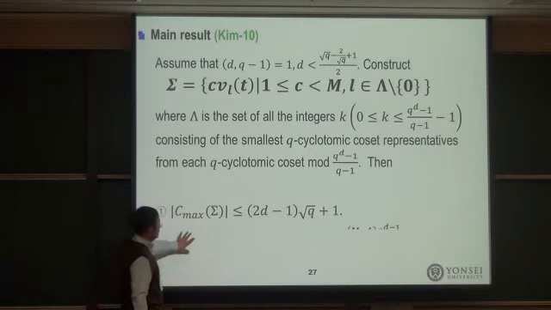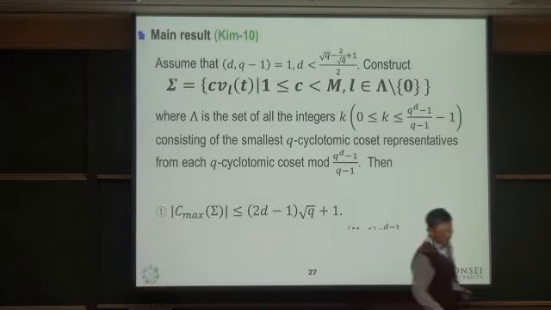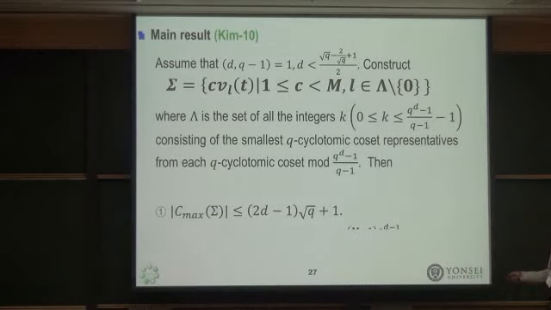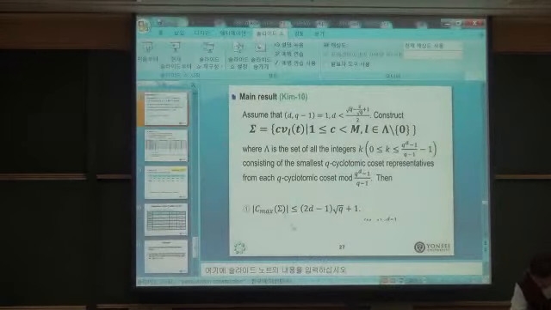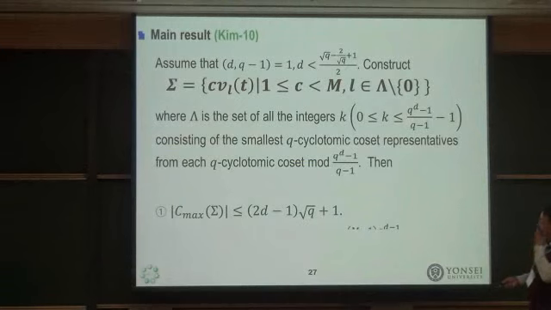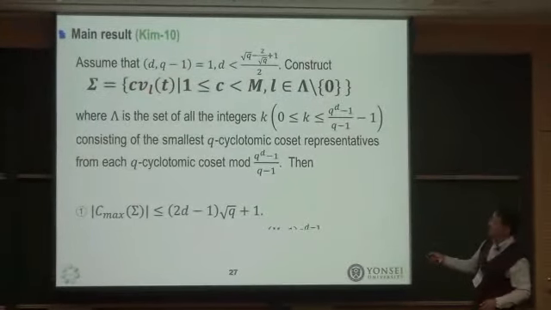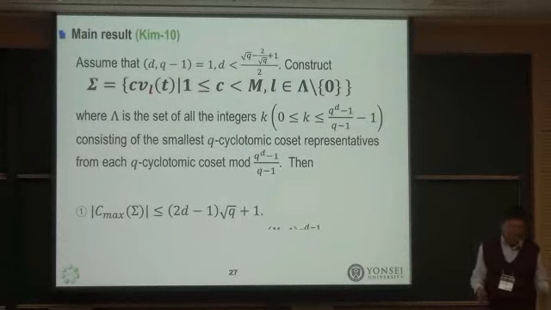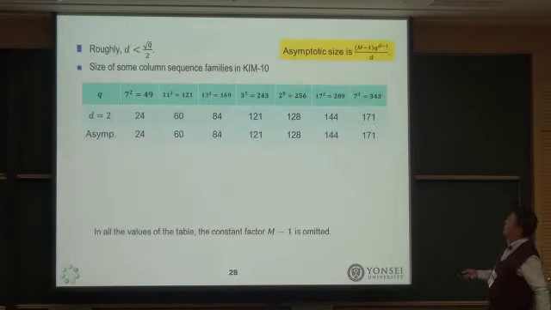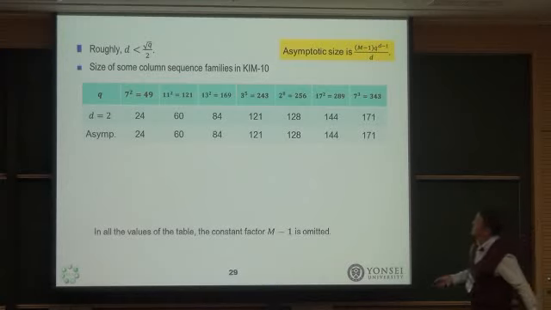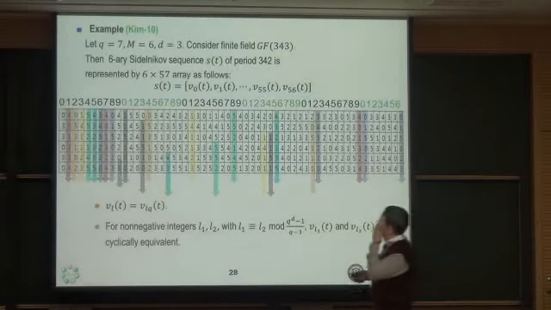I'm sorry, it's blocked here. So still the correlation is 2 times (d minus 1) times q plus 1, and the family size of these column sequences itself, even without considering the constant multiple and shift and add, was about (n minus 1) times (q to the d minus 1) over d.